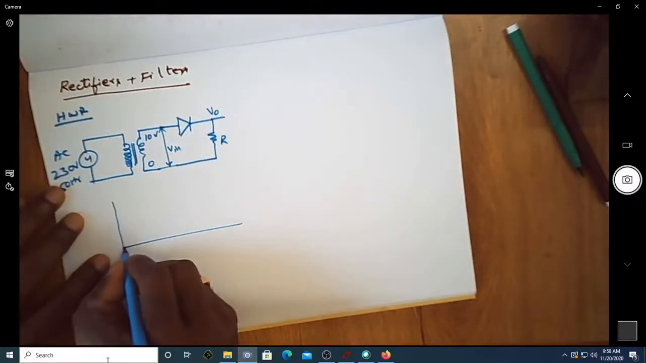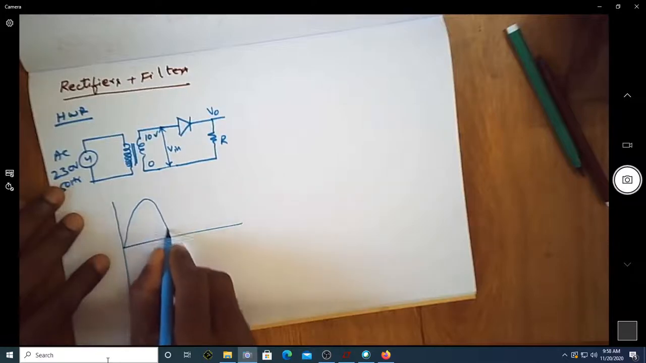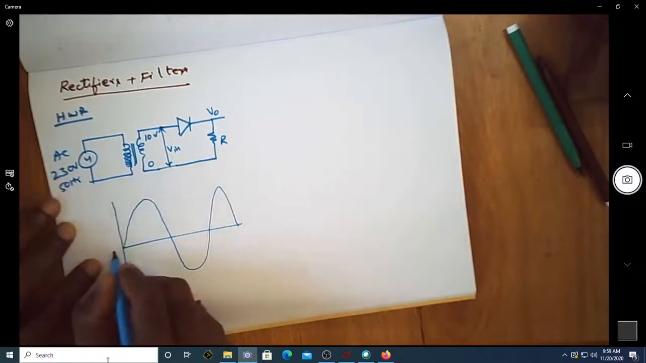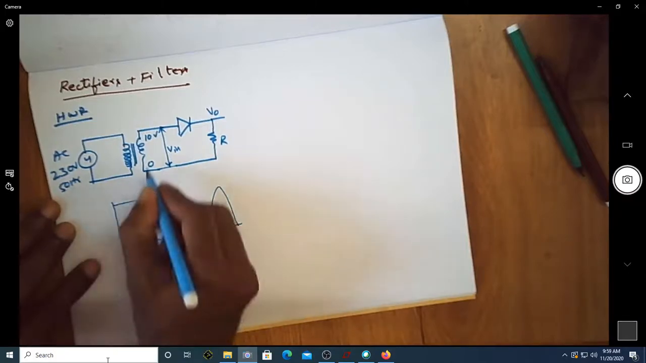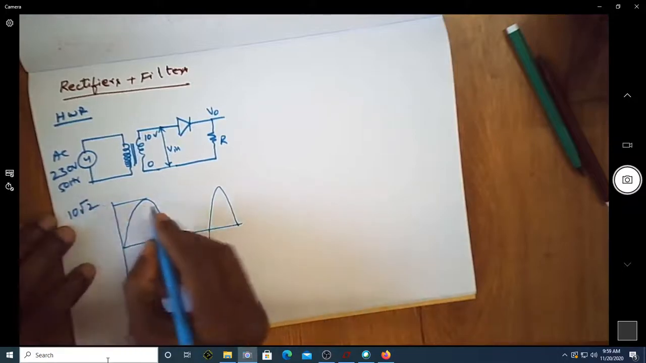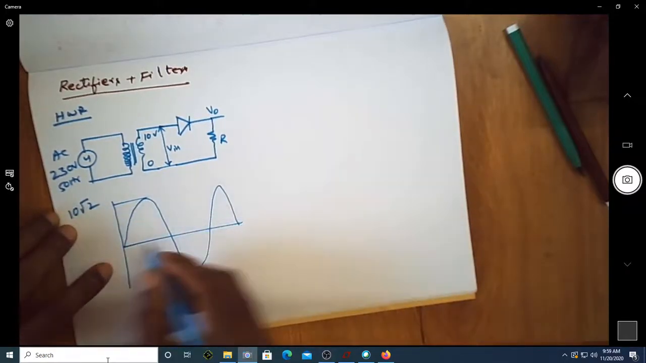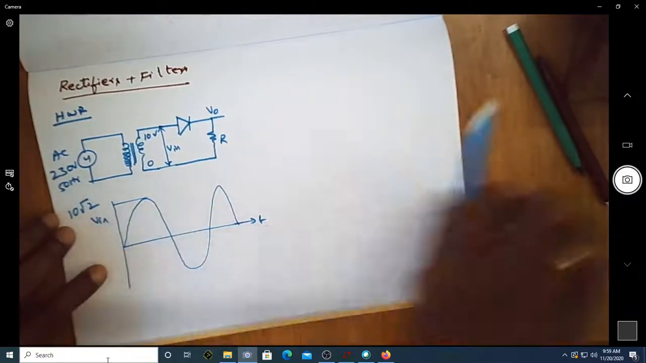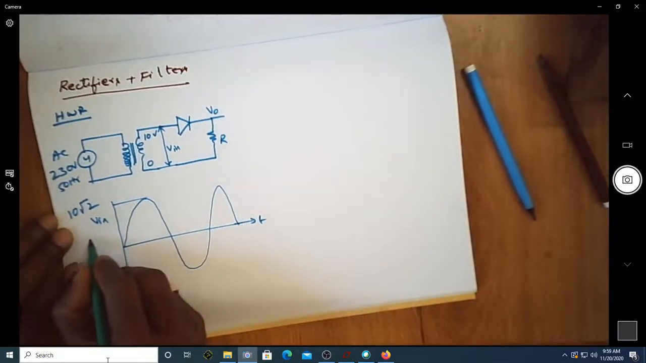Suppose I write this as my input waveform. When I say input waveform, it has an amplitude of 10 volt RMS, so the peak voltage happens to be 10 into root 2. So this is V in with respect to time. So I'm writing V in, and I can write V0 also.